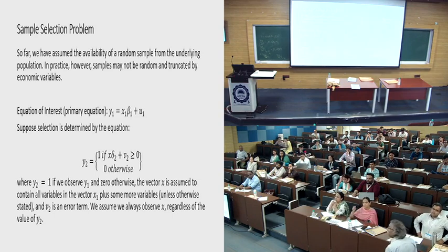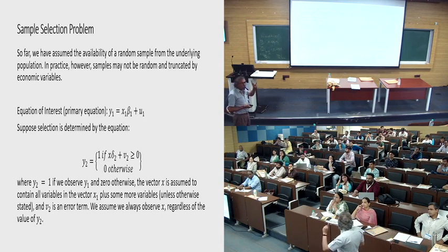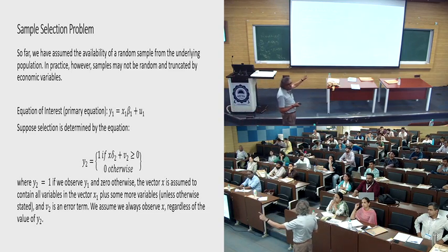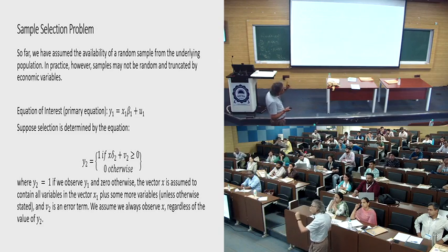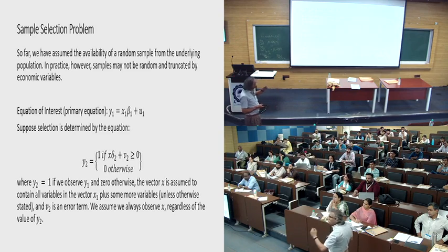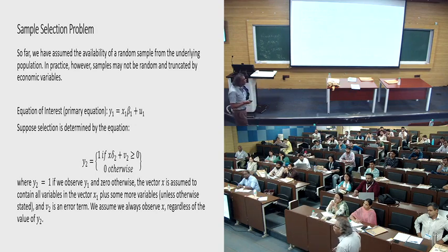Clear? Fine. So given this, I have two equations. What are the two equations? I want to find the impact of wage on number of hours, x1 on y1. However, I observe y1 given by my selection equation. What is my selection equation? If I participated, it takes the value of 1. If I did not participate, it takes the value of 0, right? So the way I want to think of that, we assume that we always observe x regardless of the value of y2.